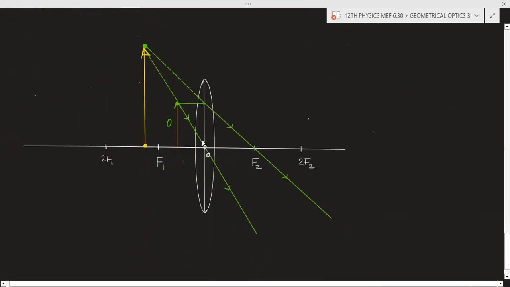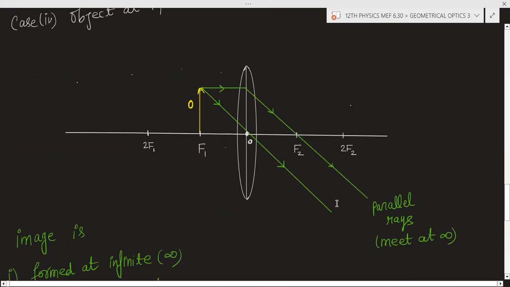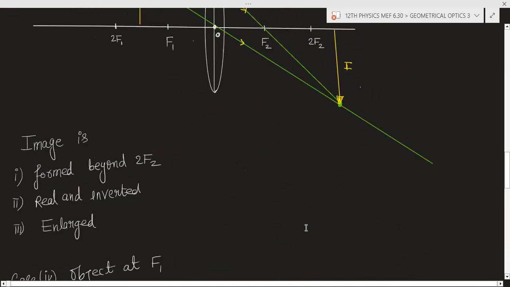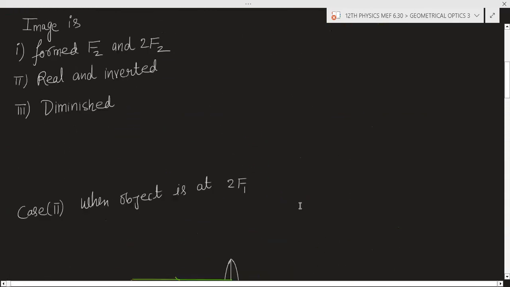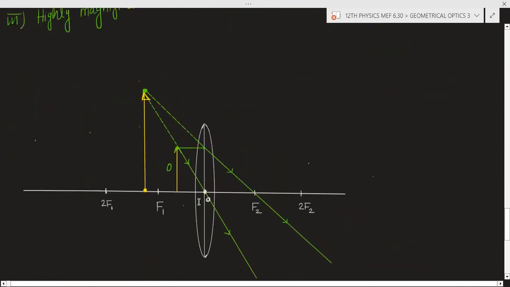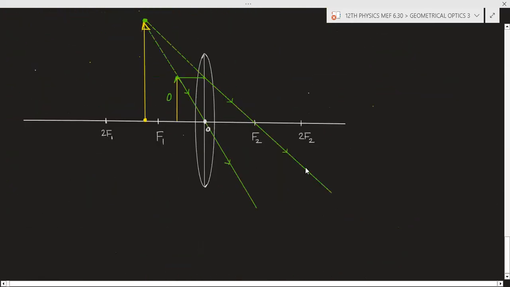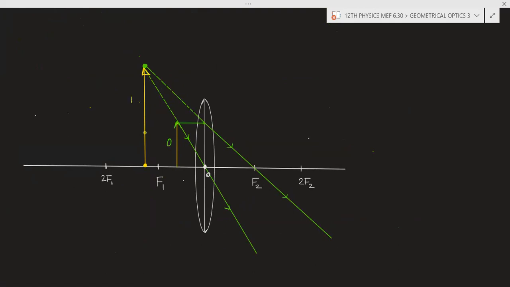So this time rays are not actually meeting. In the earlier case, these rays are actually meeting here, at infinity. But in this case, these rays are not actually meeting. These rays are just appearing to meet at some point. So here this image will be a virtual image. This image will be virtual, not real.